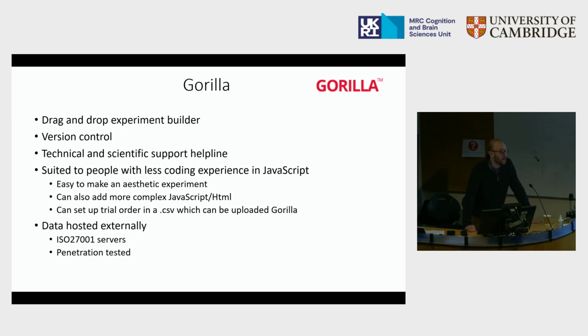As I say, it suits the people with less coding experience in JavaScript. I've done experiments in Gorilla before, and it's very easy to make it pretty without much work. But if you do want to add more complex JavaScript elements, you can hack into the drag and drop thing and actually write the specific code if you want, so it's not precluding that. And also you can upload your trial order just as a simple CSV, upload straight away, it's ready to go, rather than having to make any other sort of arrays or anything like that. It is hosted externally, but it meets a lot of the safety checks that you would need for data storage.